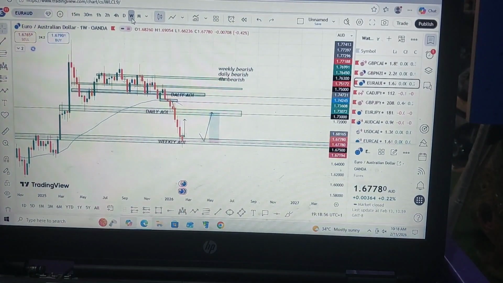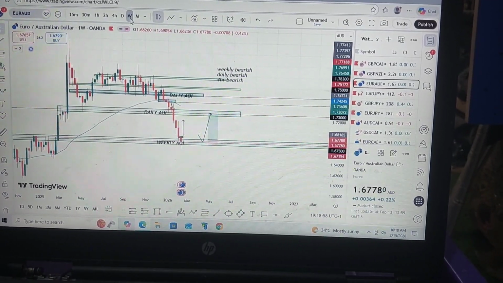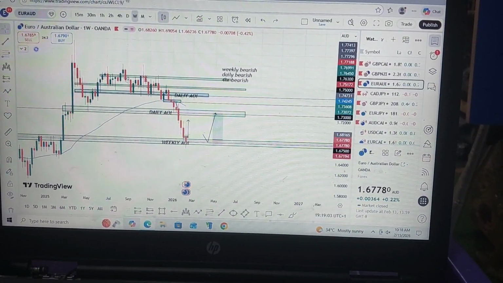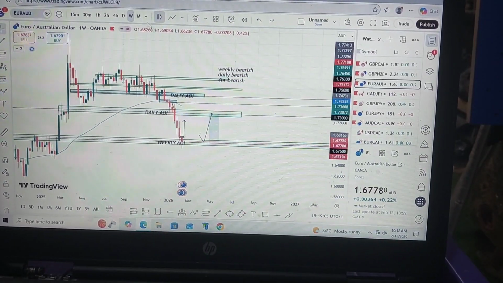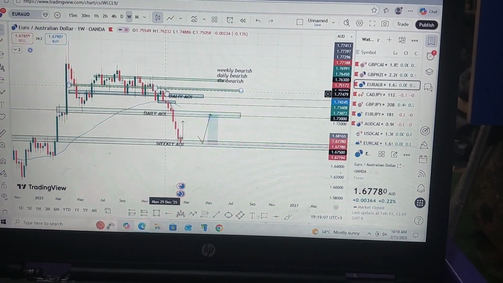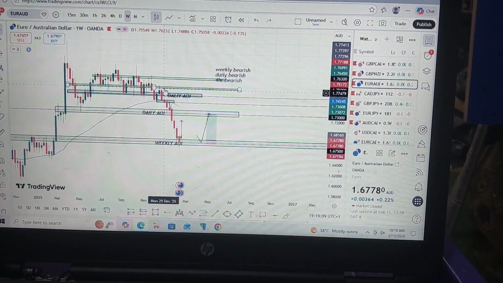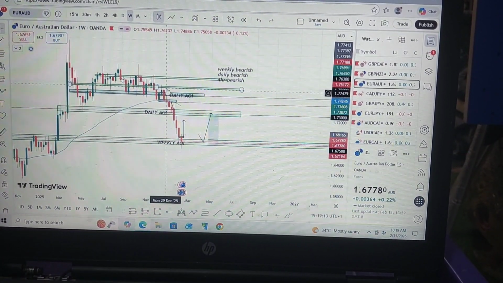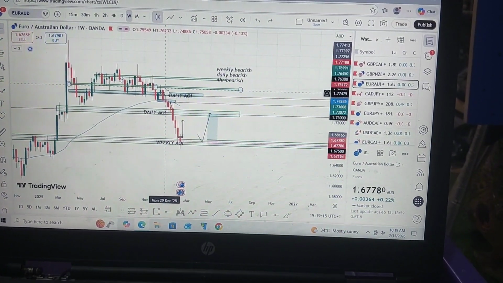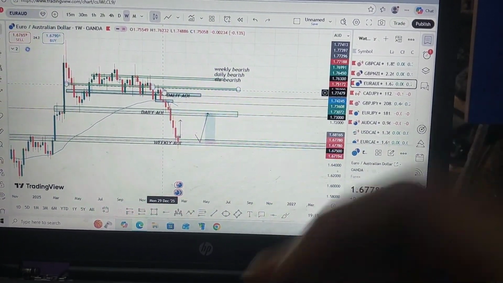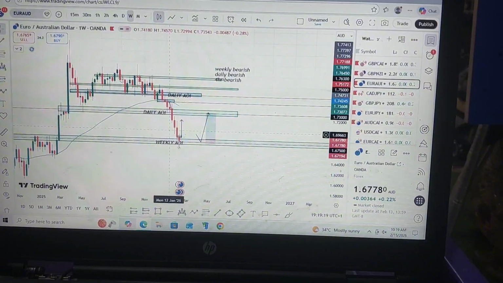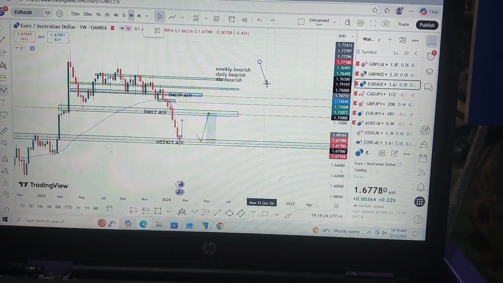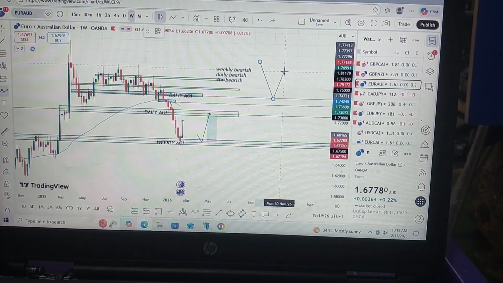This Euro AUD is similar to GBP NZD that I just analyzed. Now we have had a massive move in this weekly time frame, and whenever we have a massive move, we need a pullback, we need a retracement. That is the retracement I'm planning to take. The pullback, I'm planning to take the pullback. This is what I mean. In a bearish trend, we have a massive move, we have a pullback.